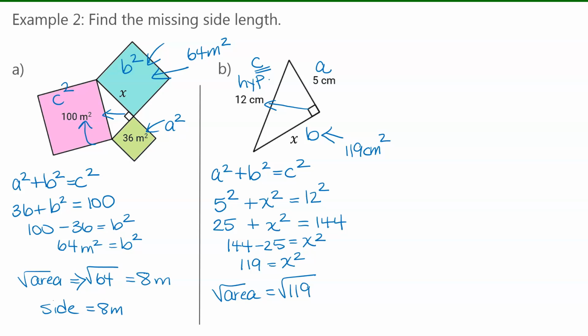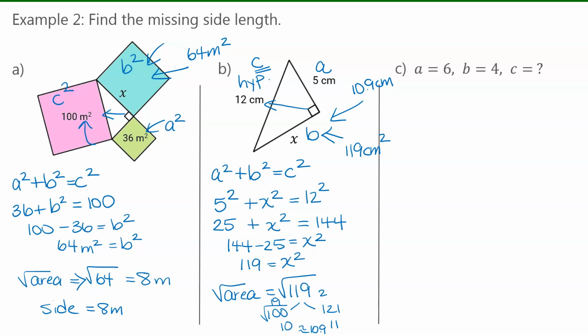Remember, to estimate the square roots, we find the two perfect squares that are located around 119. So the perfect square just above would be 121. The perfect square just below would be 100. The square root of 100 is 10, and the square root of 121 is 11. And I know 119 is 2 away from 121 and 19 away from 100. So that means it's really close to 121. So if I'm looking for a number between 10 and 11, and it's going to be really close to 11, I would probably say 10.9. So that means the side length here would be 10.9 centimeters.